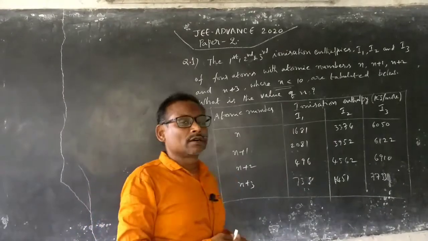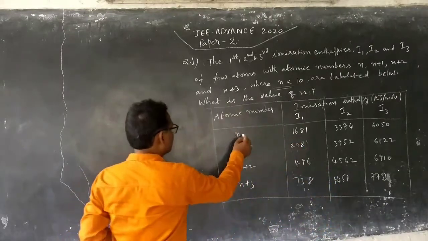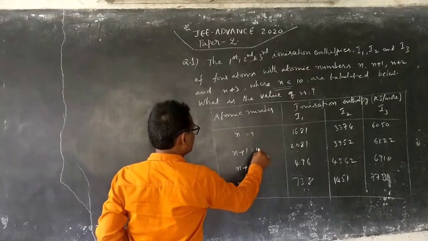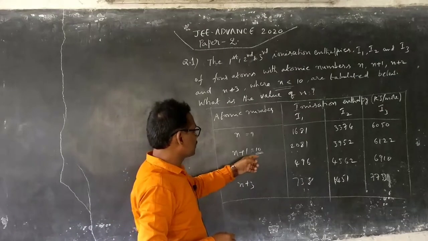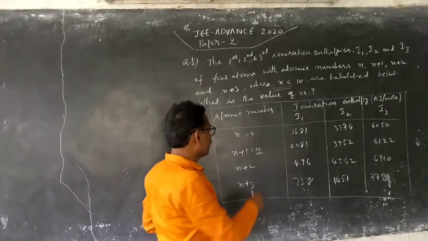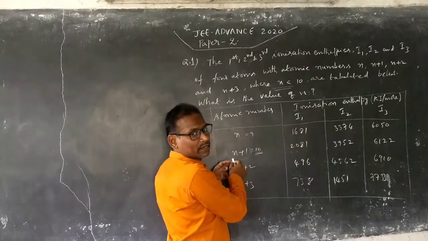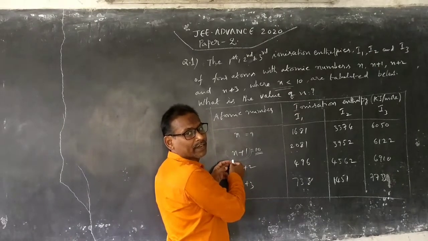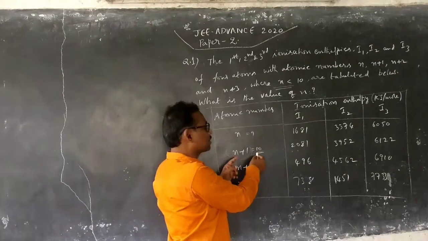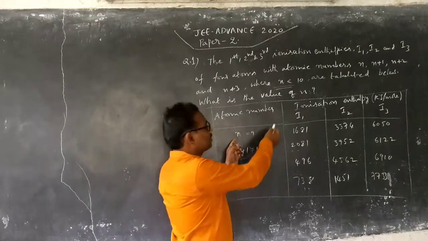If I take n is equal to 9, then n plus 1 is equal to 10, which is a neon configuration. If you look at the I1 values, the first ionization enthalpy is also highest for this element, n plus 1. That means we can guess that it is the element of the second period with the highest first ionization energy, of course neon. So I am assuming that n plus 1 is equal to 10, and this satisfies n is equal to 9, which is less than 10, the hint as given.